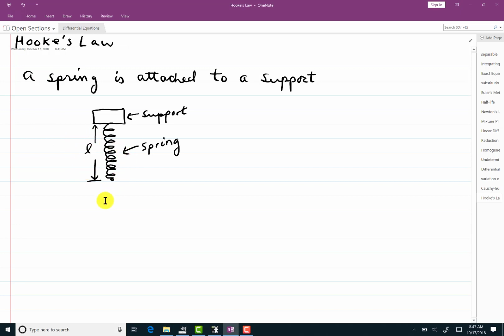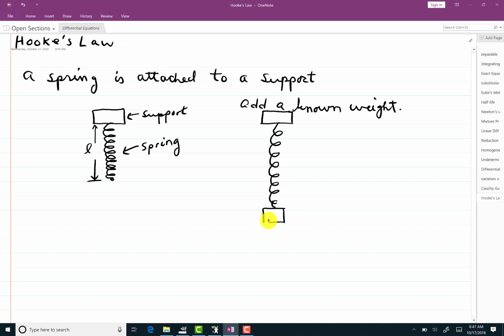Now, add a known weight. So this thing now, with a weight attached, will be stretched out some. I'll constantly be referring to this thing as a mass, because that generally is how we'll be looking at it. And so now I'll call it the letter M. So here's my weight, or mass, whatever you want to call it.